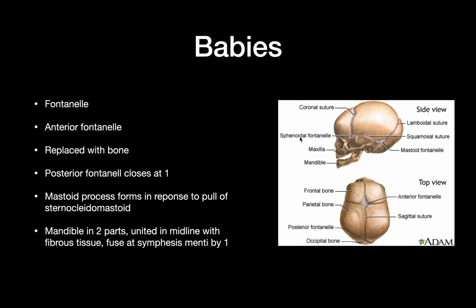And the mastoid process, as you can see here, this one doesn't even have a mastoid process. It will form in response to the pull of the sternocleidomastoid. And the mandible is developed in 2 parts, and it unites in the midline with fibrous tissue, and it fuses at the symphysis menti by the age of 1.